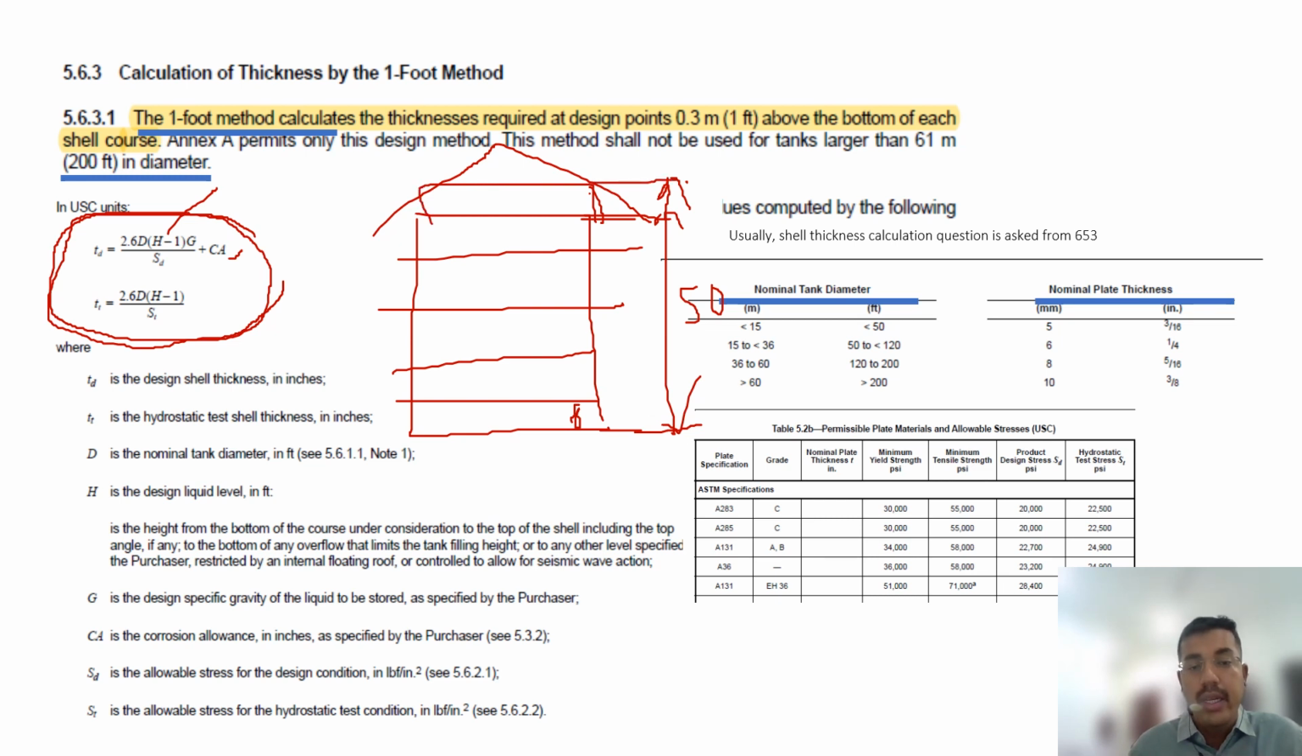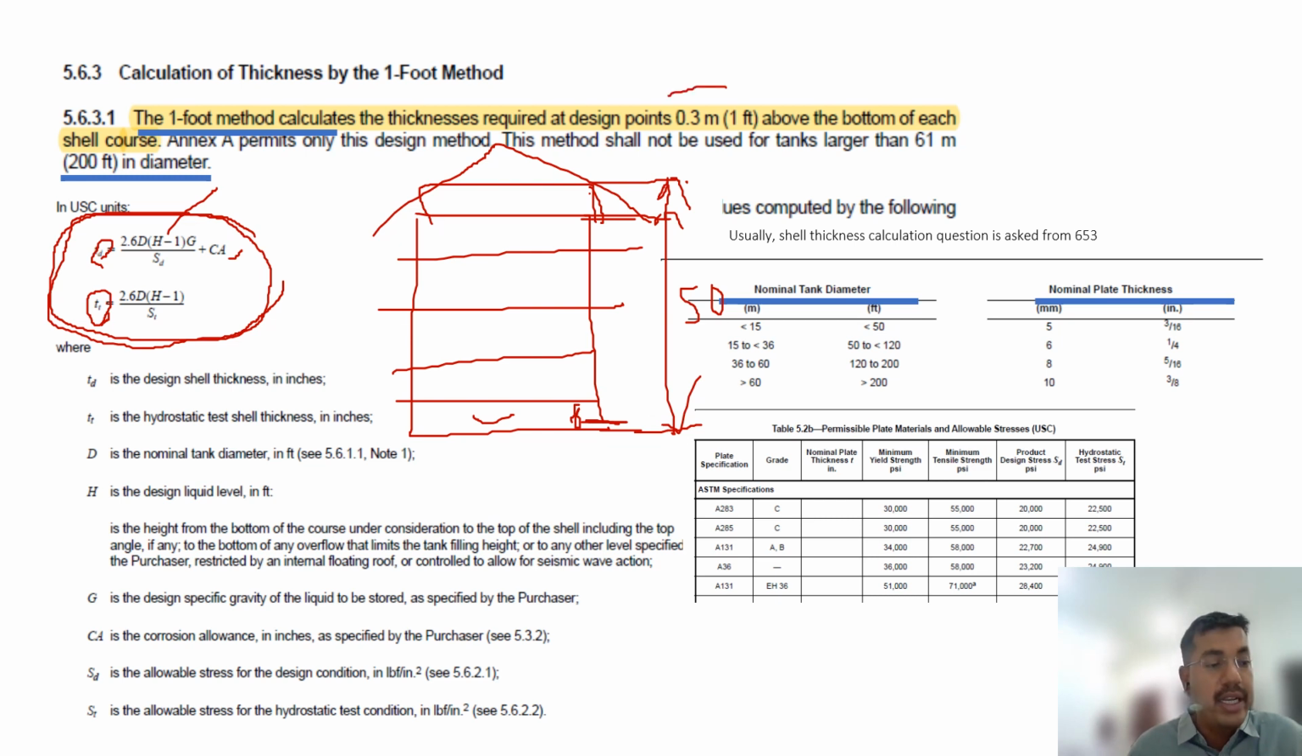So for that one, if we calculate at 1 foot above each shell course, then that thickness, the design thickness TD and the hydrostatic test shell thickness TT, is the same for the entire shell course. That is called the 1 foot method.